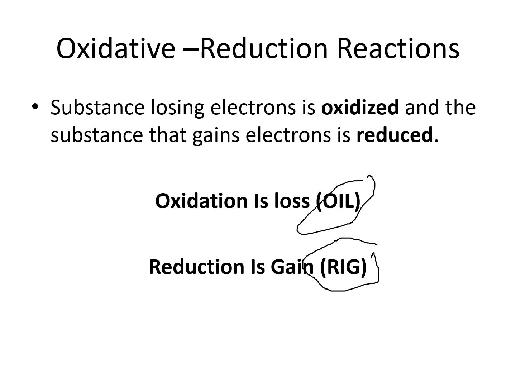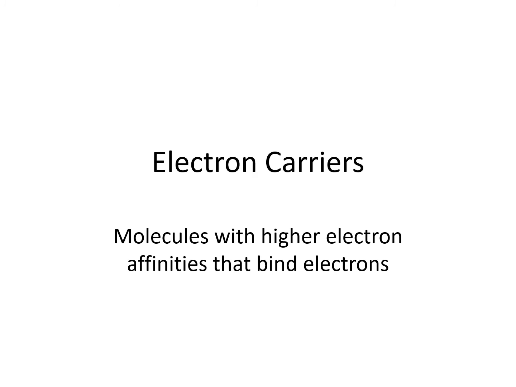Oxidation is the loss of electrons. Reduction is the gain of electrons. And you can't have one without the other. If something's being oxidized, something's going to be reduced.